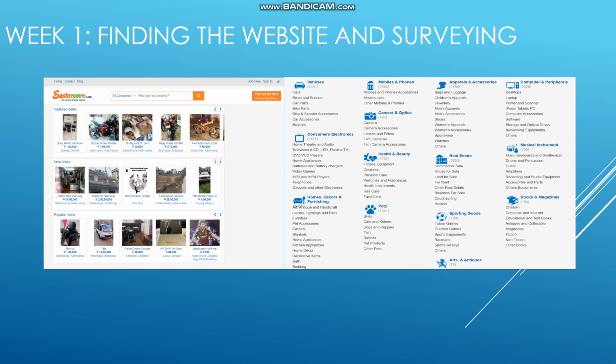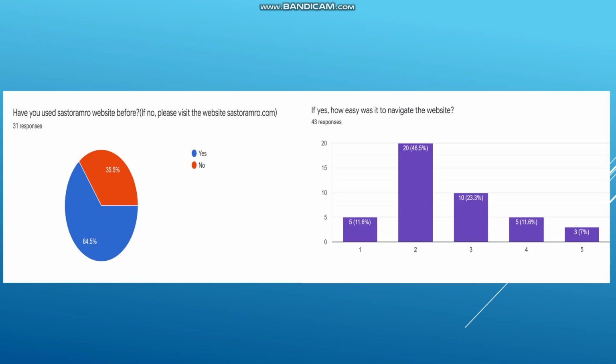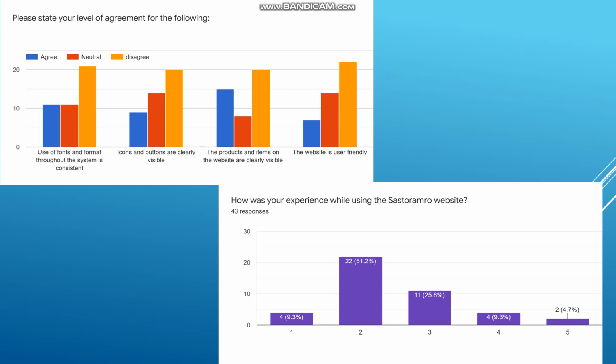About 80% of the users were aged 20 to 30 and mostly students. More than 60% of them had used the website before, and about 45% of the users rated the navigation of the website 2 out of 5. Similarly, more than 20 of 30 users disagreed on the consistency, visibility, and user-friendliness of the website.